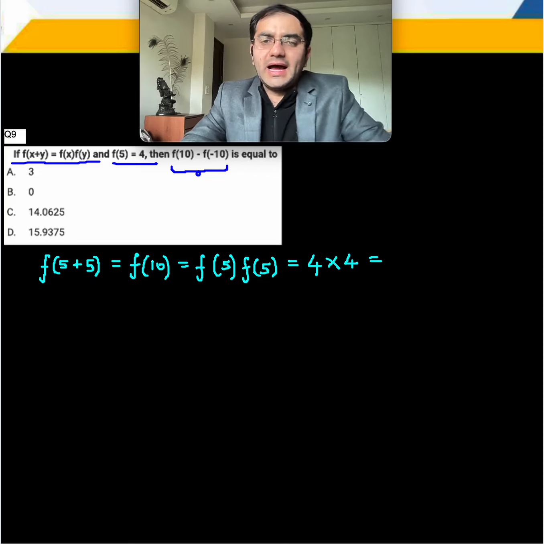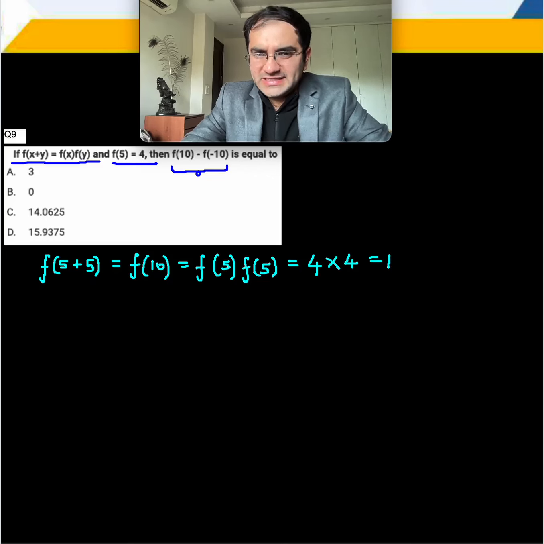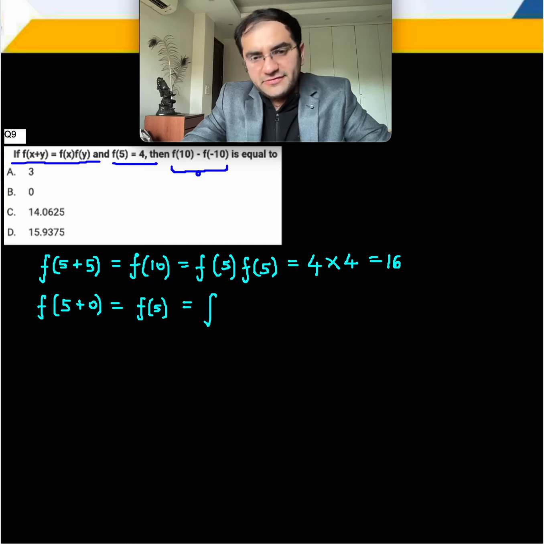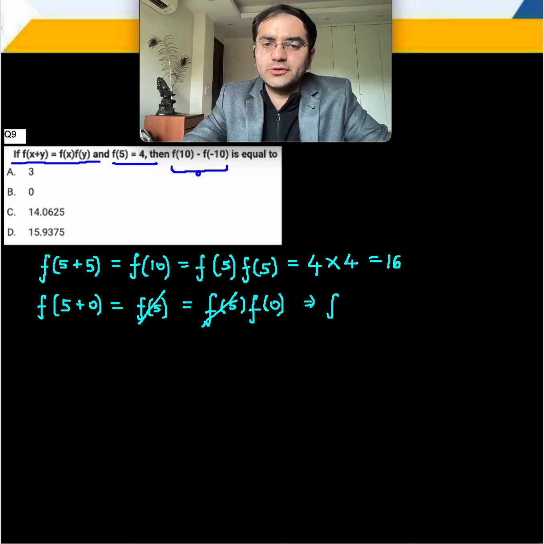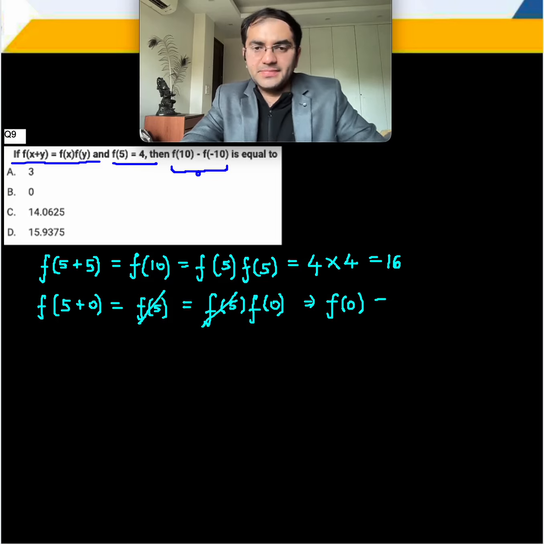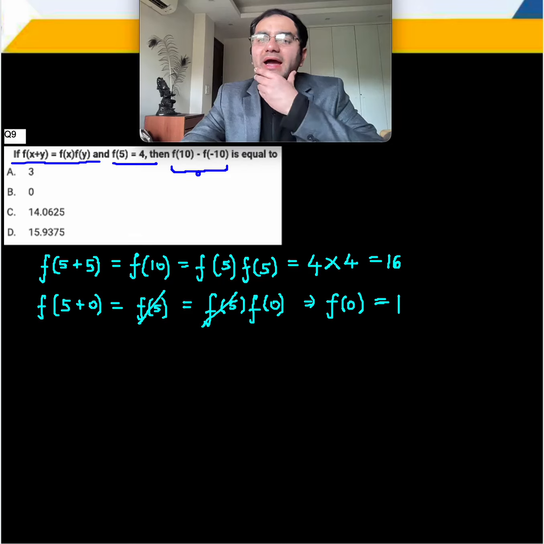Now I need to get to f of minus 10 somehow. So first I'll take 0 and 5. 5 plus 0, which is f of 5, is equal to f of 5 into f of 0. f of 5 gets cancelled, so f of 0 becomes 1. f of 0 is now 1. I have to get to f of minus 10 somehow. So now what should I take? Let me take 10 and minus 10.